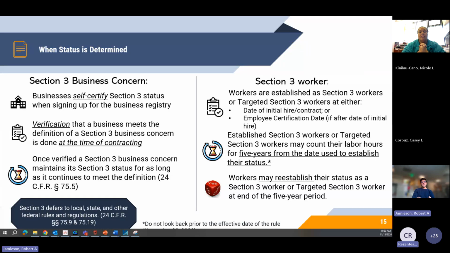So I guess, kind of going back to what I was saying before, your project under this grant requires you to pay them prevailing wage rates, right? And I get that. If that person works on this prevailing wage project for 5 years, they would not be a Section 3 worker.